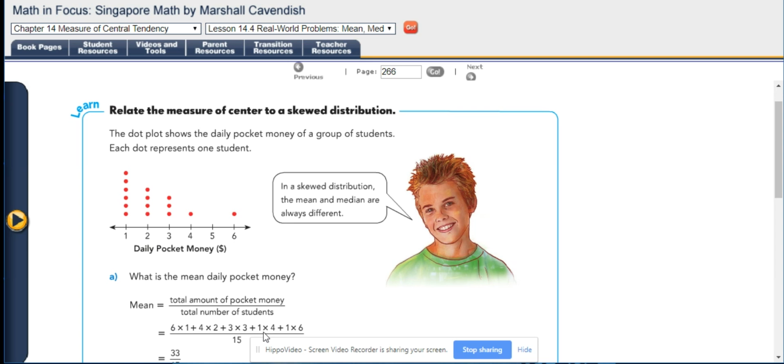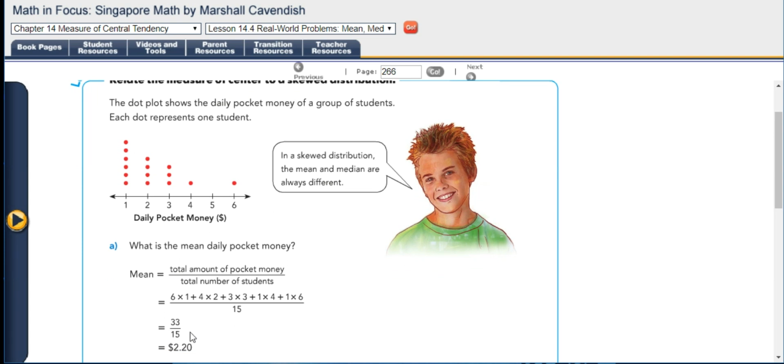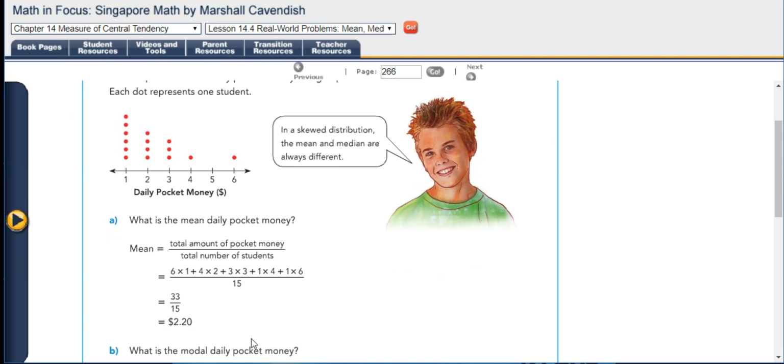Okay, so you take the total amount. The order of operations will tell you that you have to do all of the multiplication first, and then add those products to give you the total amount of pocket money. And then you'll divide it by the total number of students. So you should get the total amount of pocket money would be $33. And you'll divide that by 15 students. If you did that on your calculator, you would quickly get $2.20.